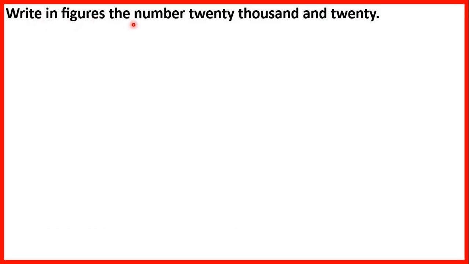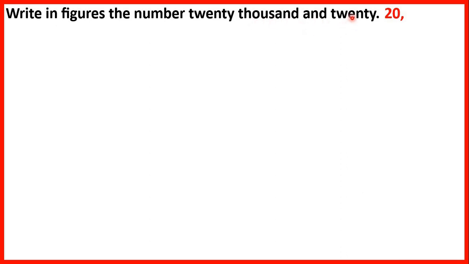Write in figures the number 20,020. So write in figures means the same thing as write in digits. And the way to write numbers in digits is to read the number up to the word thousand. We have 20,000, so we can write 20 and then we can have a comma to separate our thousands and our hundreds place.